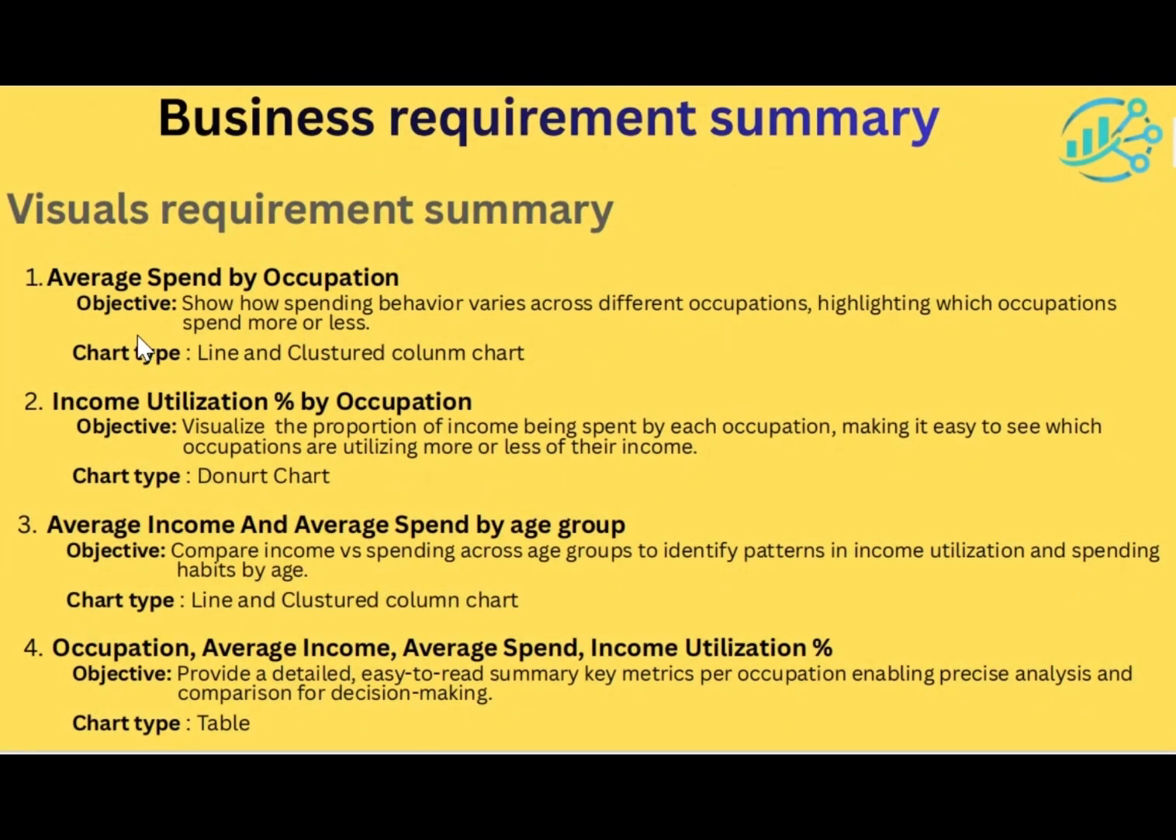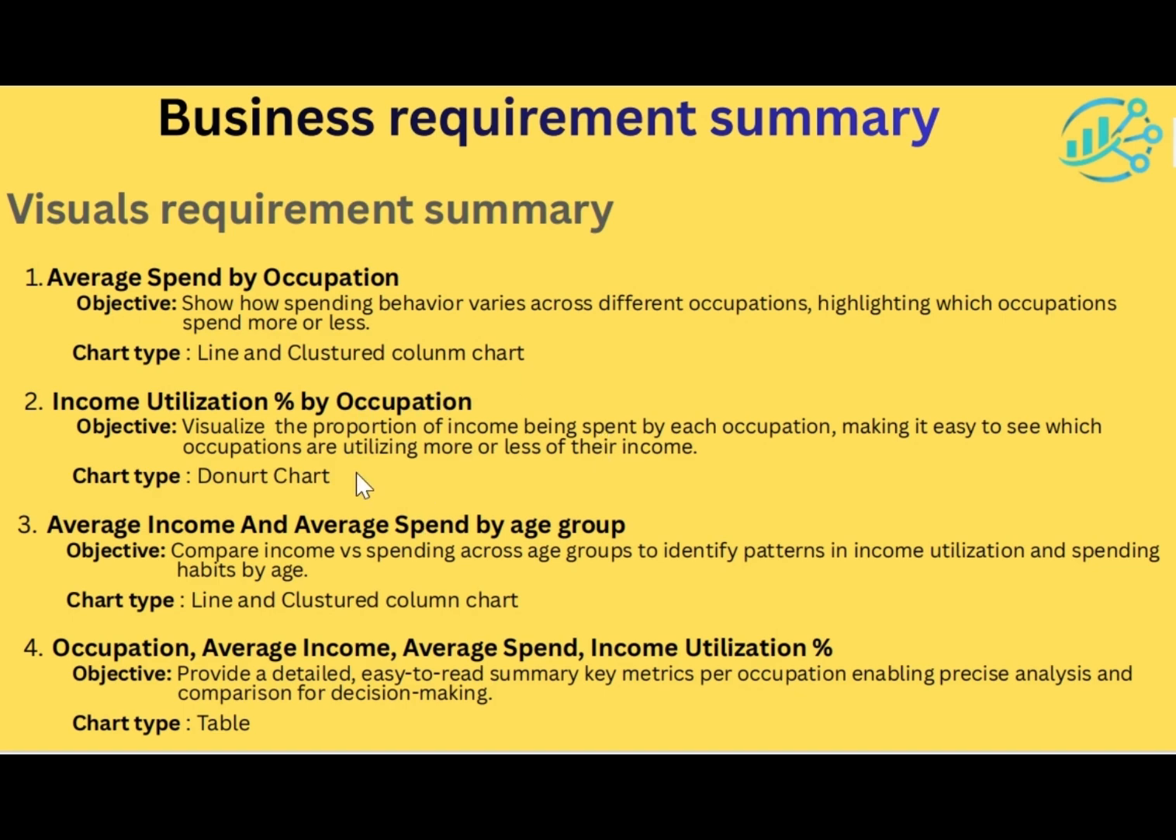Here is the visual requirement, where we are going to build different visuals. For example, the first one is average spend by occupation. This will help us show the spending behavior across various occupations. We shall use a line clustered column chart for this particular visual, and then we have income utilization percentage by occupation. We are trying to understand the proportion of income being spent by each occupation, making it easy to see which occupations are utilizing more or less of their income.